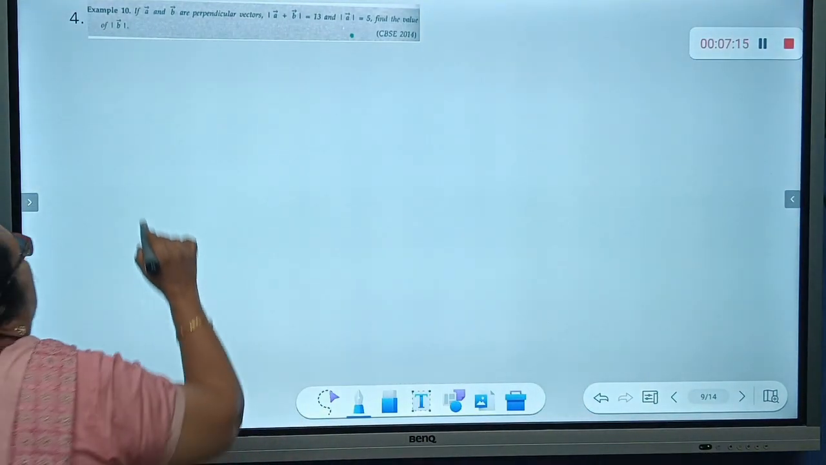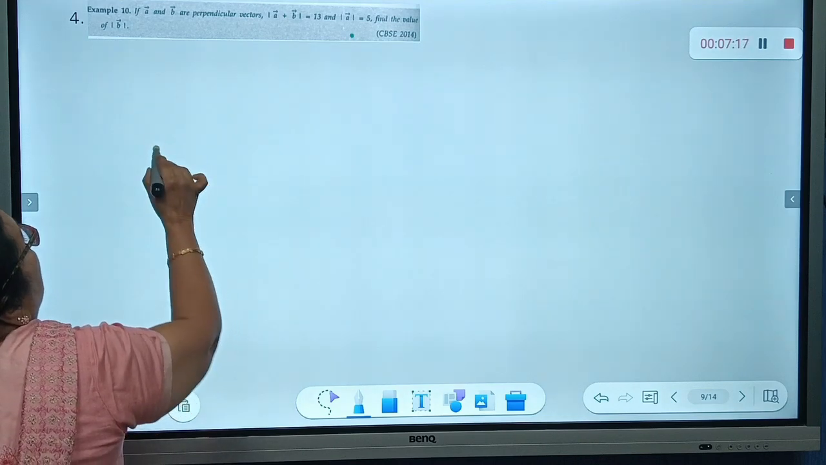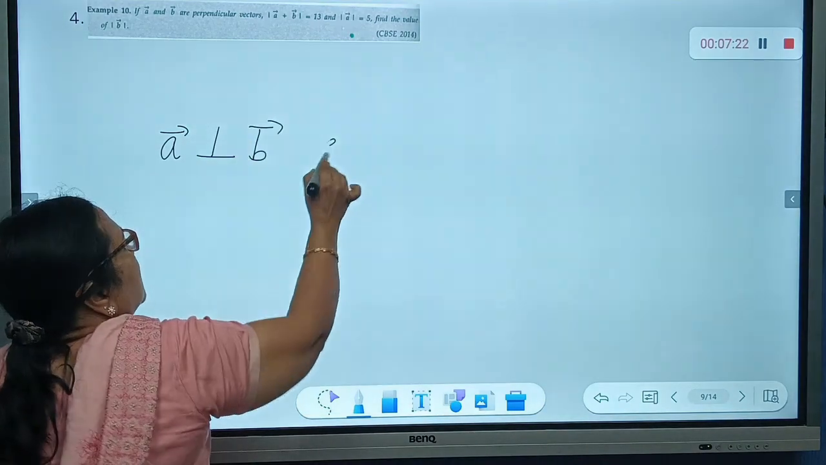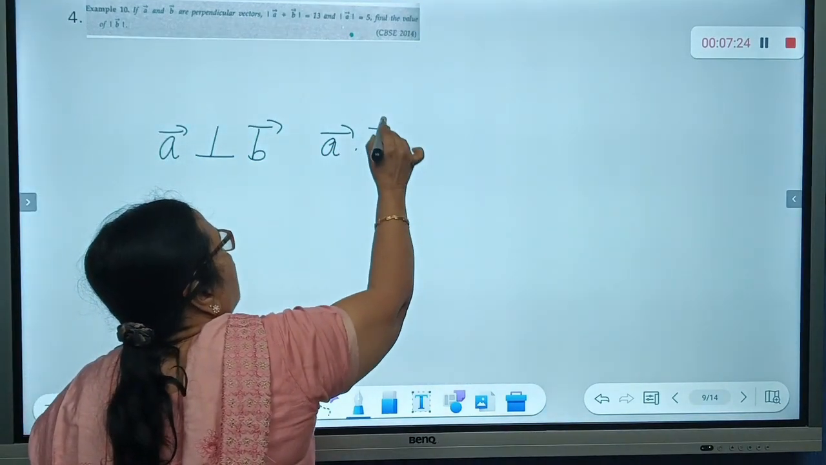Look at the next problem. A and b are perpendicular vectors. If a vector is perpendicular to b vector, then a dot b is 0.